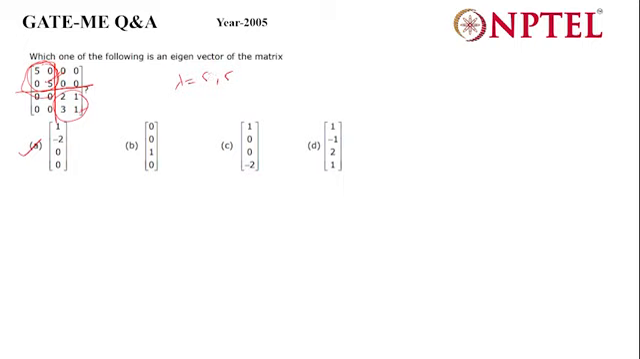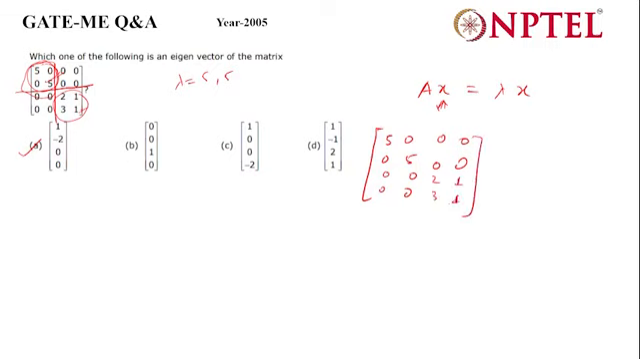So now what we will do, we will go with the options. You know what the eigenvectors are: the vector which will satisfy this equation. So just write your matrix 0, 5, 0, 0, 0, 0, 3, 1, times x.